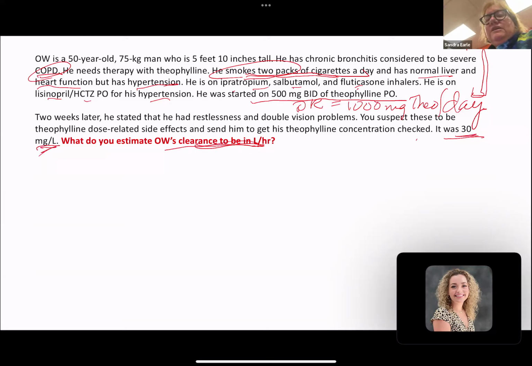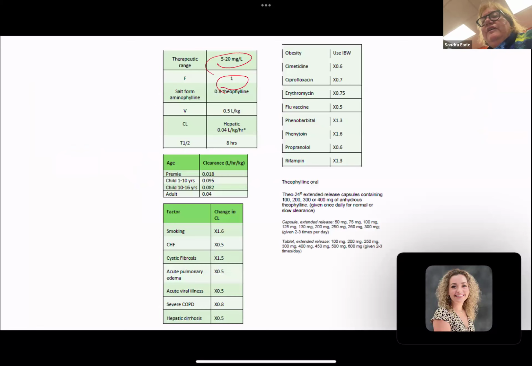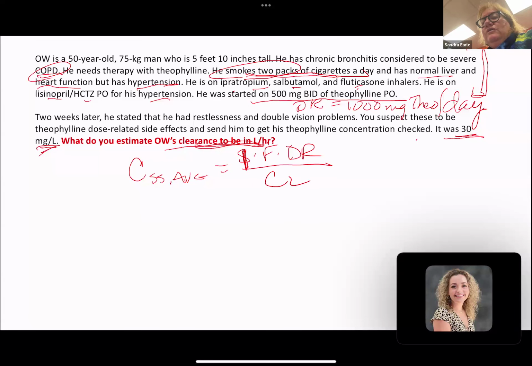So what's his clearance? Well, this is a pretty straightforward problem. We know Css average is equal to salt form times bioavailability times dose rate all over clearance. We know that the salt form in this case, since he was given theophylline, not aminophylline, is 1. And we also know, if we look here, that the bioavailability is 1. So these things are both 1, which makes our lives easier, doesn't it? We also know that his dose rate was 1,000 milligrams per day of theophylline.